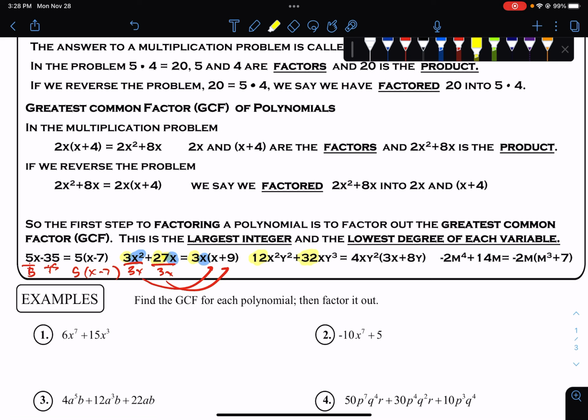And the biggest number that goes into both of those is 4. And then when I look at my x squared and my x, the biggest thing that goes into those is x. And then when I look at my y's, I've got a y squared and a y cubed. So the most y's I can factor out are y squared. And when I do that, I'm going to take 4xy squared out of everything.